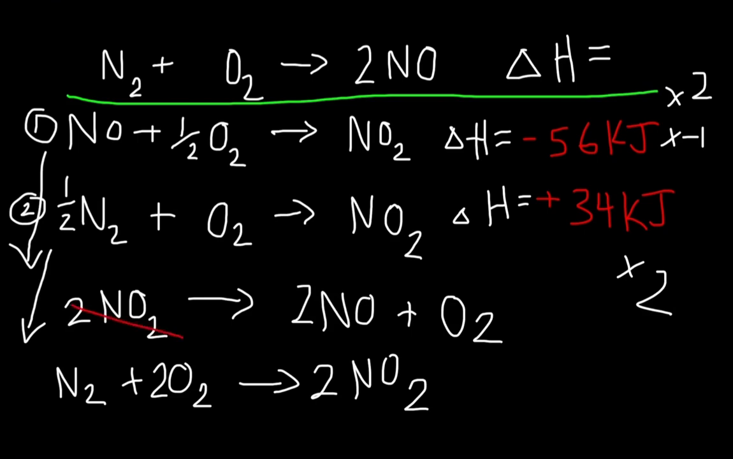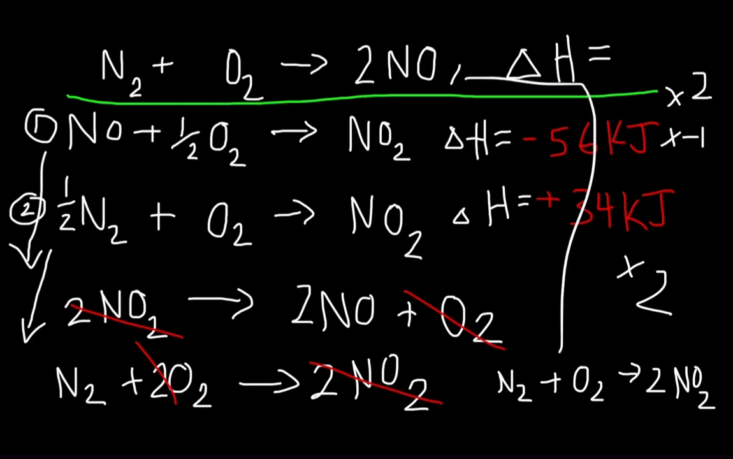We see that this and this cancel out: 2NO2 and 2NO2 are on different sides. Now the oxygen here cancels out, and the coefficient cancels out. So now our net equation is just N2 plus O2, because 2 minus 1 is just 1, and then this gives 2NO2. Notice that this is the same as the equation above, so therefore we are on the right track.